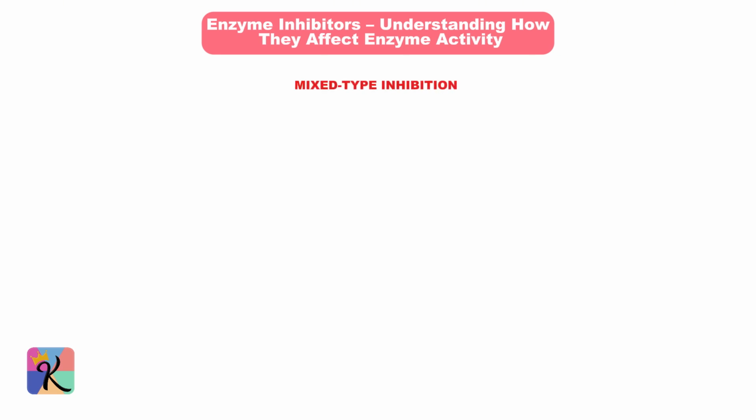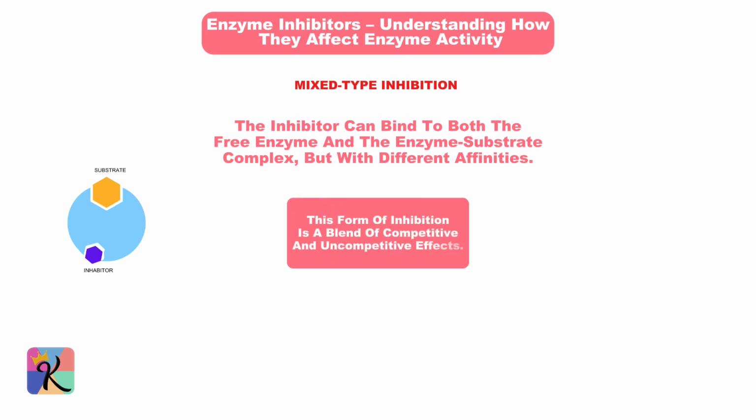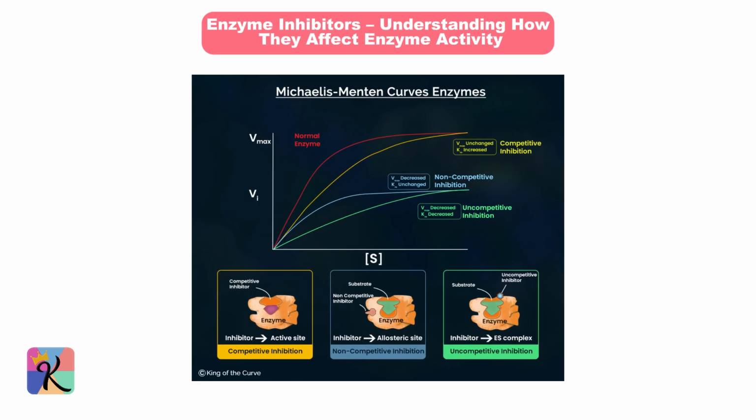Finally, we have mixed-type inhibition, where the inhibitor can bind to both the free enzyme and the enzyme substrate complex, but with different affinities. This form of inhibition is a blend of competitive and uncompetitive effects. If the inhibitor prefers the free enzyme, it behaves more like a competitive inhibitor, increasing Km and reducing Vmax. If it has a higher affinity for the enzyme substrate complex, it behaves more like an uncompetitive inhibitor, lowering both Km and Vmax.